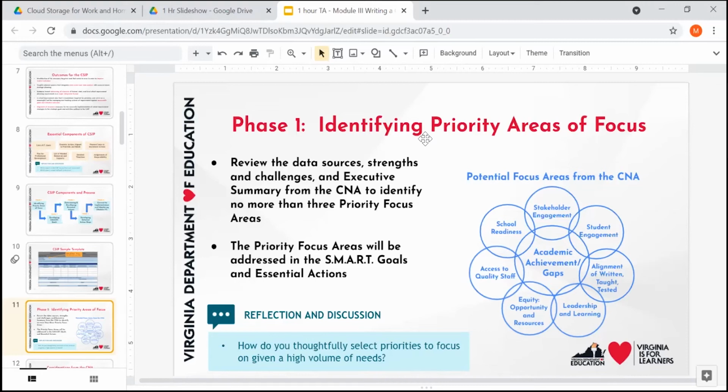How do you thoughtfully select your priorities to focus on given a high volume of needs? You really want to think about that, because it varies by context. It varies by your school, varies by the things your school has been through, but those decisions have to be made. How are you going to focus on that? What are you going to do? And how are you going to communicate that?